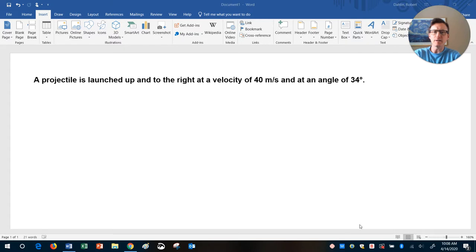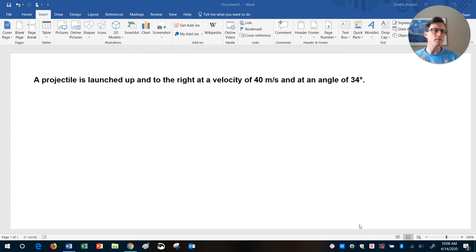I'm going to show you today, if you're struggling with how to set up numbers for these projectile questions, how to create a picture, label that picture, and create a data table, a chart that will help you figure out what numbers are considered X numbers and what numbers are considered Y numbers. So we have this question here. Projectiles launched up and to the right at a velocity of 40 meters per second and at an angle of 34 degrees. So the question is how do we get the numbers out of that statement that we need so that we can eventually do some calculations?